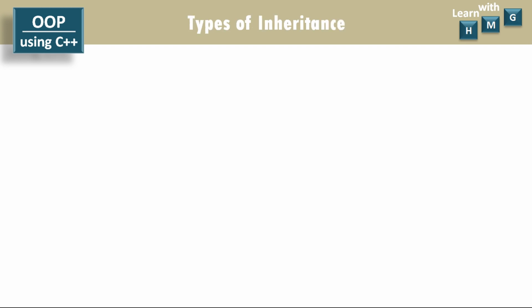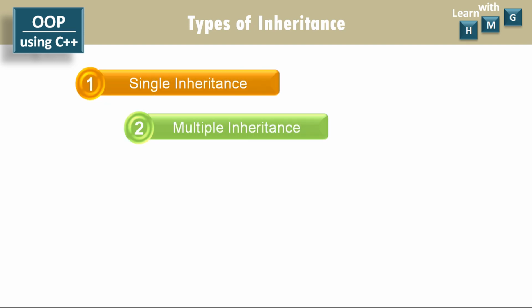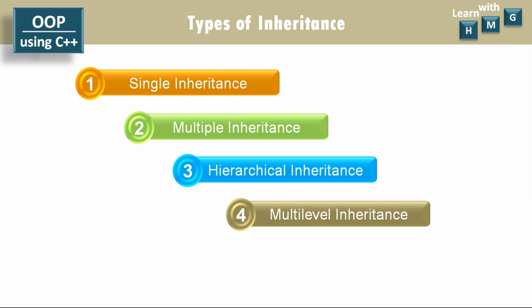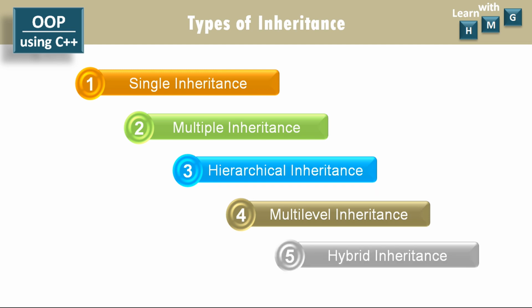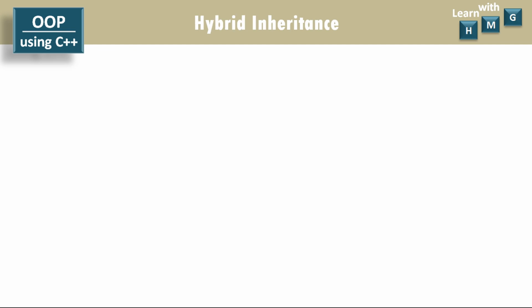Let us start with types of inheritance. First type is single inheritance, second type multiple inheritance, third type hierarchical inheritance, fourth multi-level inheritance, and the last type is hybrid inheritance. And today in this video we are going to learn about hybrid inheritance.